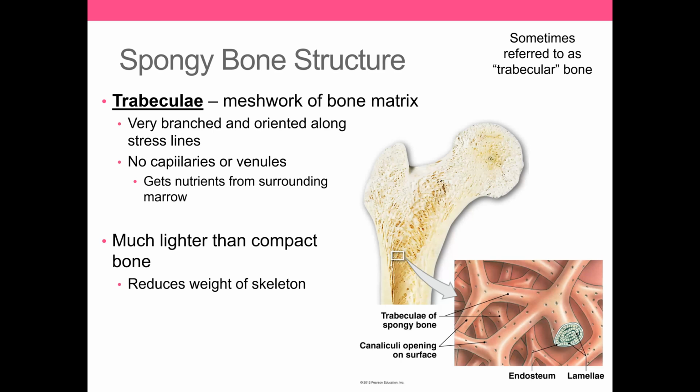So the spongy bone structure makes it much lighter than compact bone. Your body will use spongy bone in areas where there's not a lot of stress on the bones, and this will help to reduce the overall weight of the skeleton, which makes movement easier. And the spongy bone, as I mentioned before, surrounds bone marrow, so it also supports and protects the cells of the bone marrow.